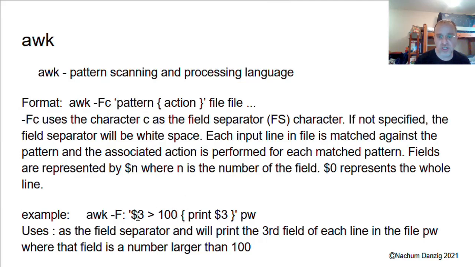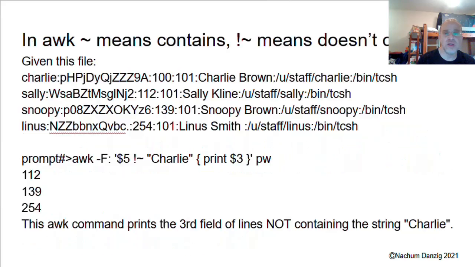So what you're supposed to do is, the condition is here, and then the action is in the brackets. Inside these braces can be many lines, actually. And then the PW is the file, the password file, for example. So in this case, do I have the file again? Yeah, here. So let's say I have a file, for example, and the third field is 100, 112, 139, 254.